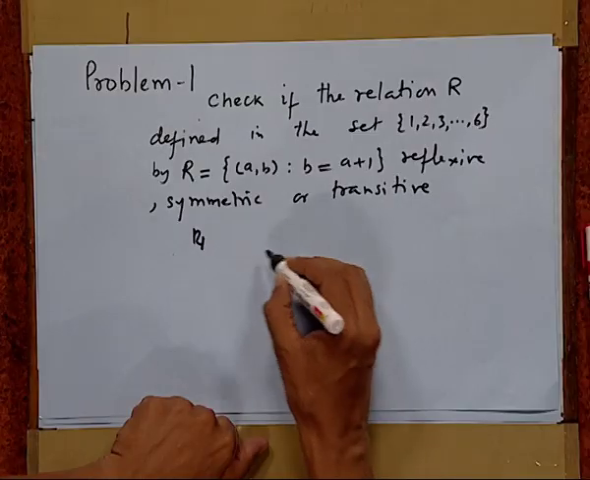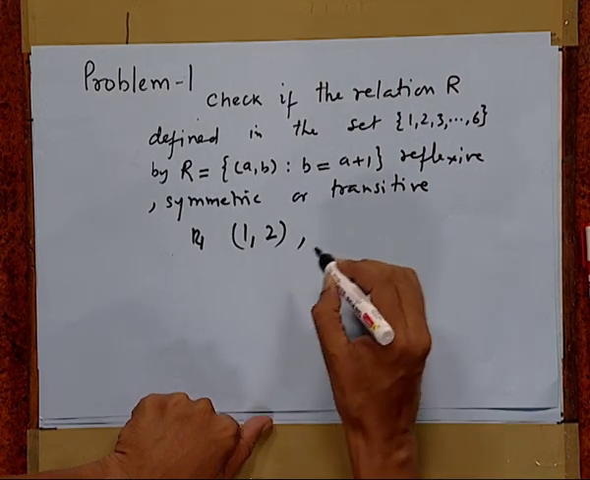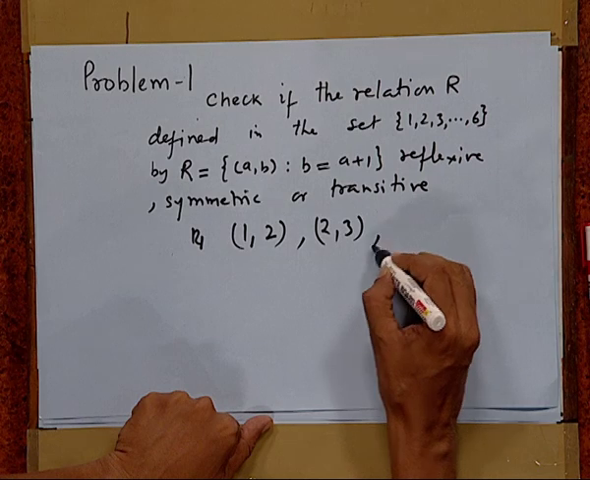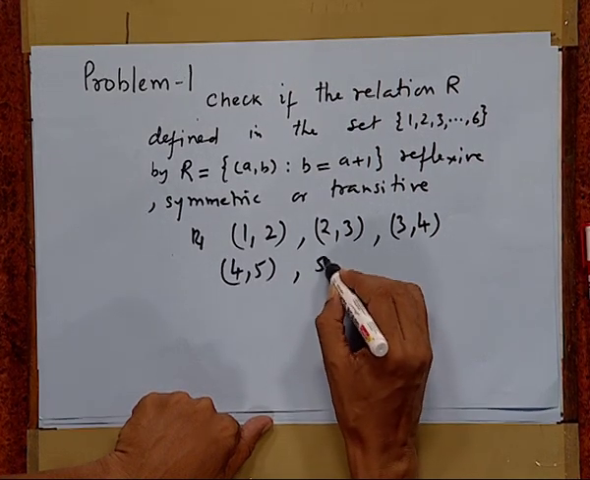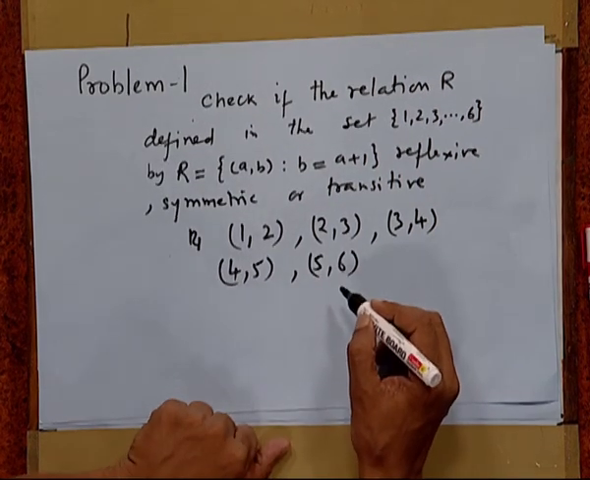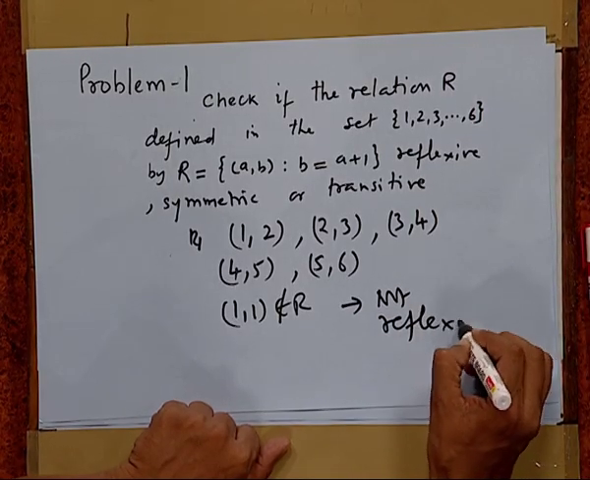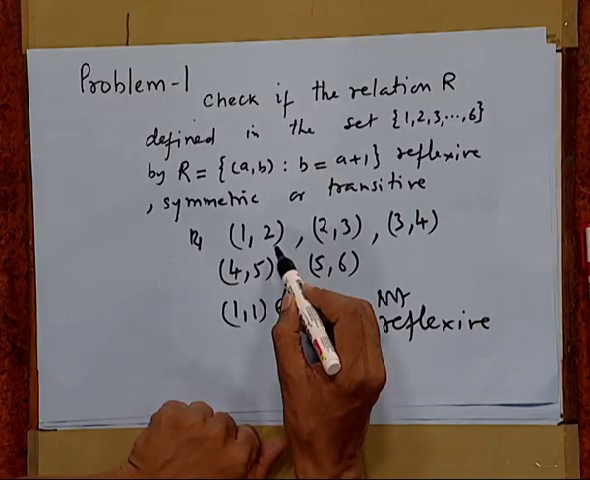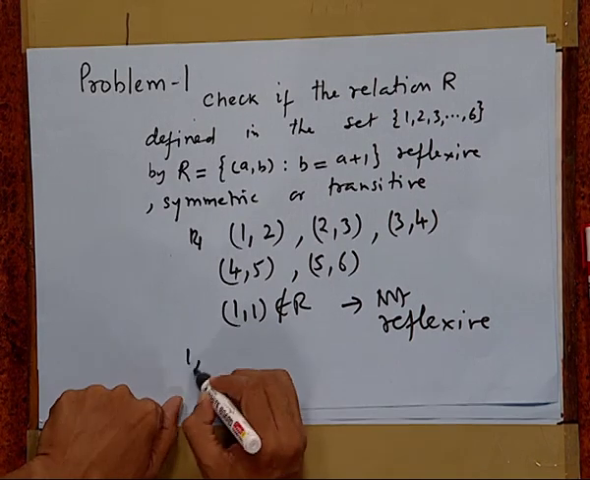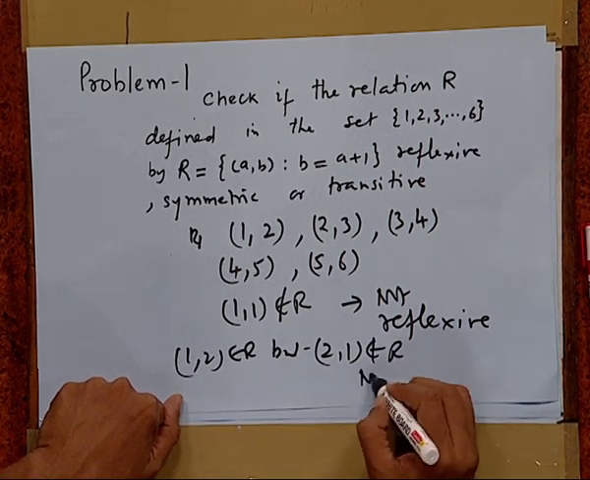Here clearly, if you take a equal to 1, then b is 2. So, 1 has relation with 2, 2 has relation with 3, 3 with 4, 4 with 5 and 5 with 6. But 1 is not having relation with 1. So, it is not reflexive. Moreover, 1 has relation with 2, but 2 has no relation with 1. So, (1, 2) belongs to R, but (2, 1) does not belong to R. So, it is not symmetric.